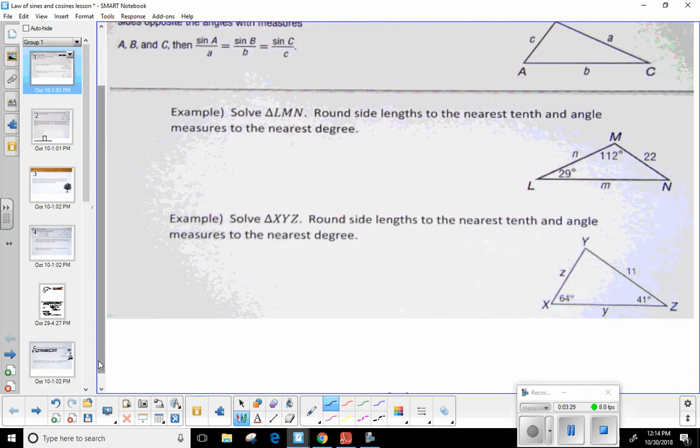First example. It says solve triangle LMN. Now, when you're given an instruction and all it says is solve the triangle, what that's really trying to tell you is find every missing angle measure, find every missing side length. Okay, that's what it wants. So round side lengths to the nearest tenth and angle measures to the nearest degree. Okay, well, here we have triangle LMN. We don't know what N is and we don't know what side N or side M is.